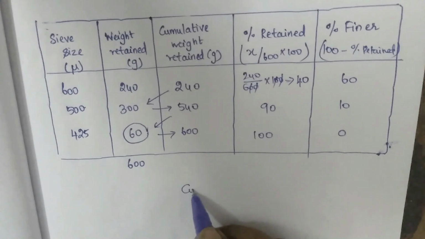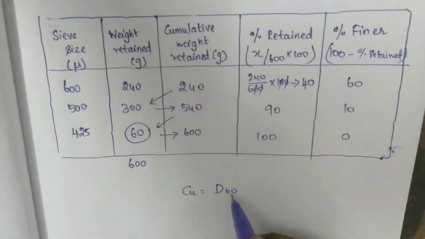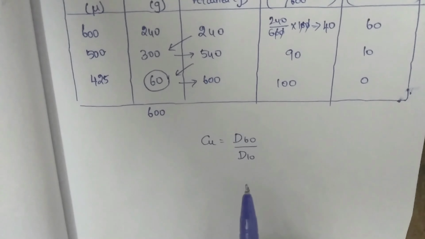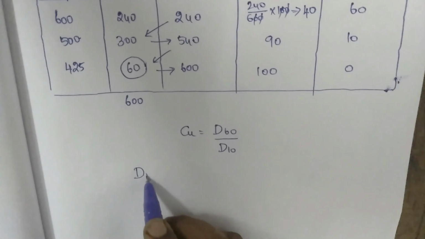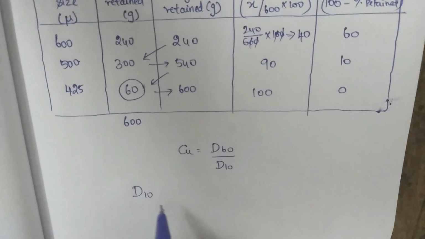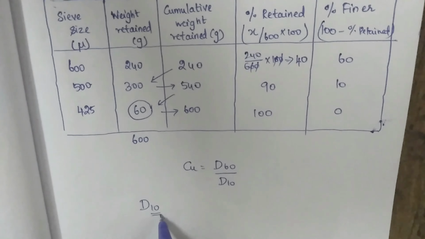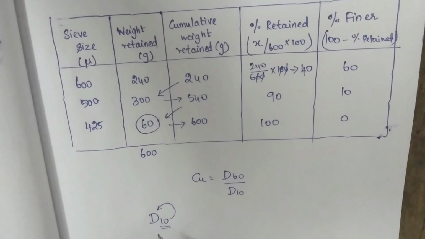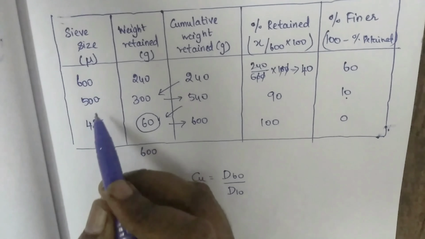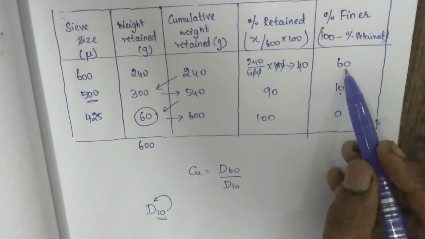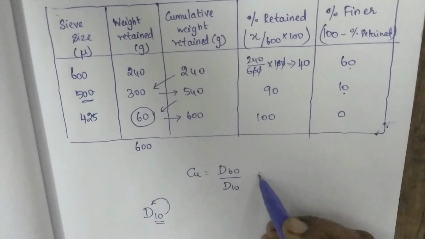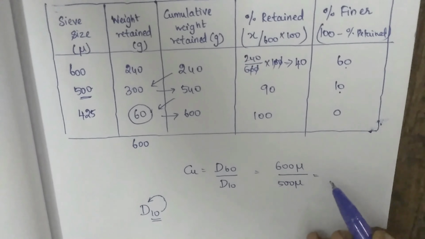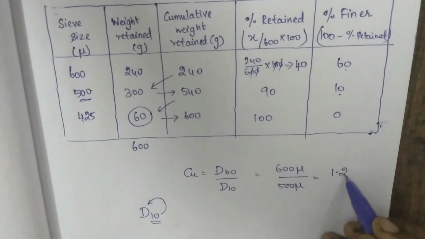They have asked the value of Cu. We know it is the ratio of D60 by D10. We need the value of D60 and D10. We just need not get confused. We need to know what D10 means, to make this so simple. It is 10% finer. In the 10% finer, what is the particle size? In 10% finer, the particle size is 500. Similarly, for 60% finer, the particle size is 600. So 600 micron divided by 500 micron will give you the Cu value, that is 1.2.